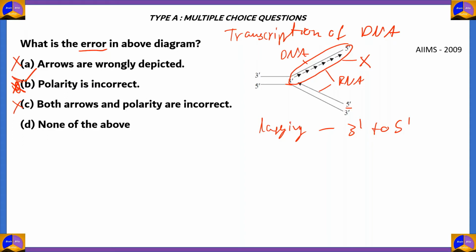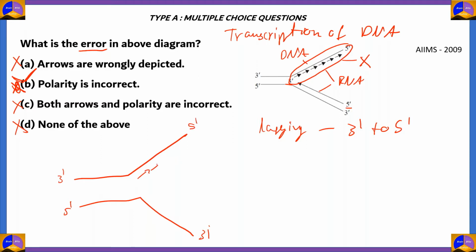And since we found out that B, polarity, is the reason why this diagram is full of errors, then we can say that option D, none of the above, will also be incorrect, because we found an error. The right diagram will be something like this. So we have 5', 3' for the DNA, and over here it's 3', 5' for DNA.